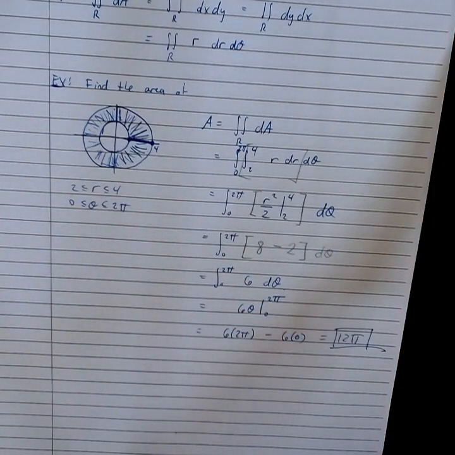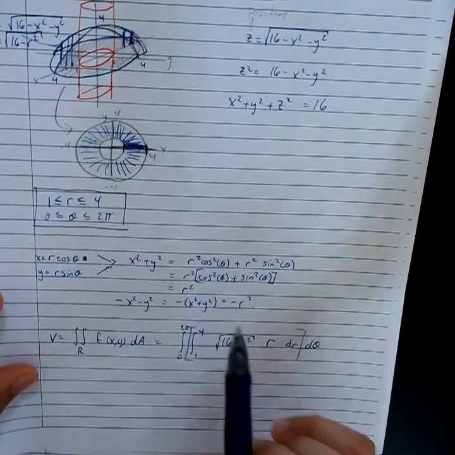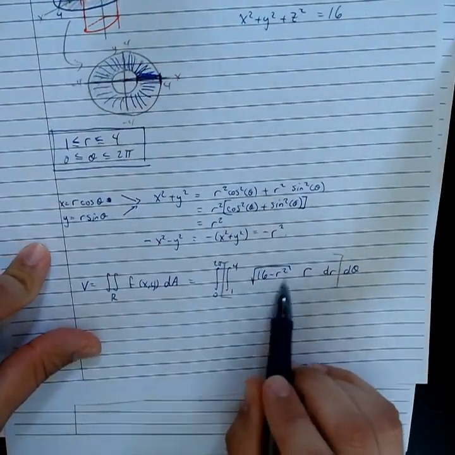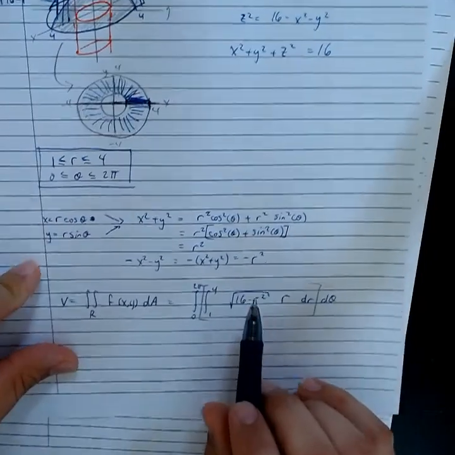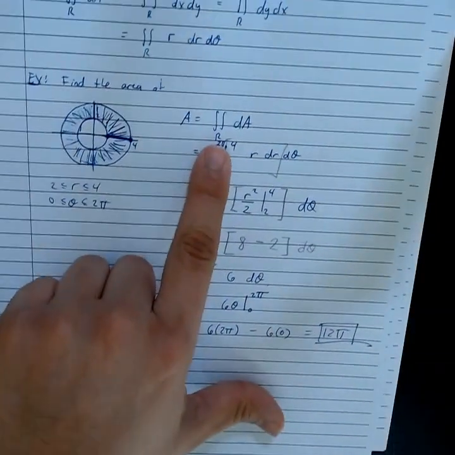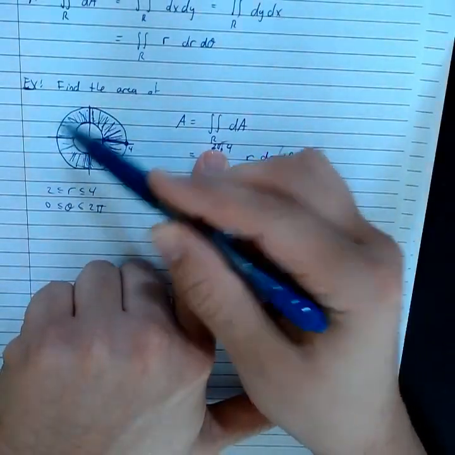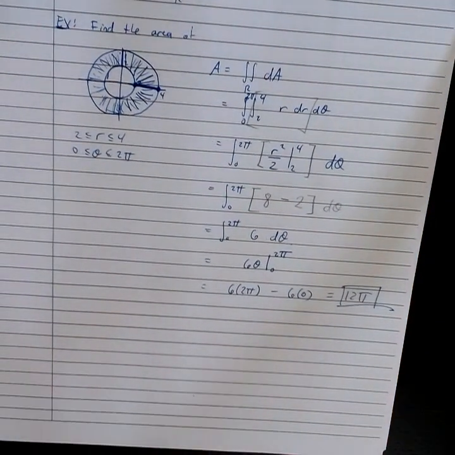Whereas in our previous example, we were looking for a volume because we were adding up these z values over a region. Right? Here we have a third dimension. Over here, we're just adding up things along the region. Right? So that's the end of our section.